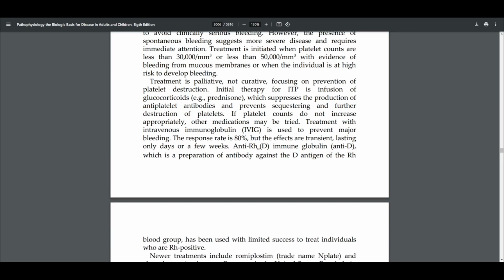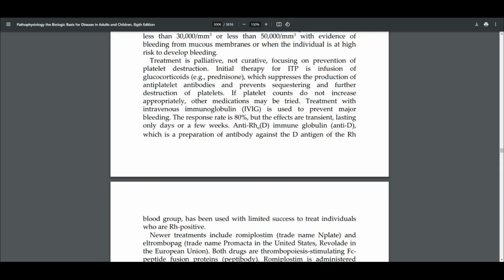Treatment is palliative, not curative, focusing on the prevention of platelet destruction. Initial therapy for ITP is an infusion of glucocorticoids, which suppresses the production of antiplatelet antibodies and prevents sequestering and further destruction of platelets. If platelet count does not increase appropriately, other medications may be tried. Treatment with intravenous immunoglobulin is used to prevent major bleeding. The response rate is usually 80%, but the effects are transient, lasting only days or a few weeks.